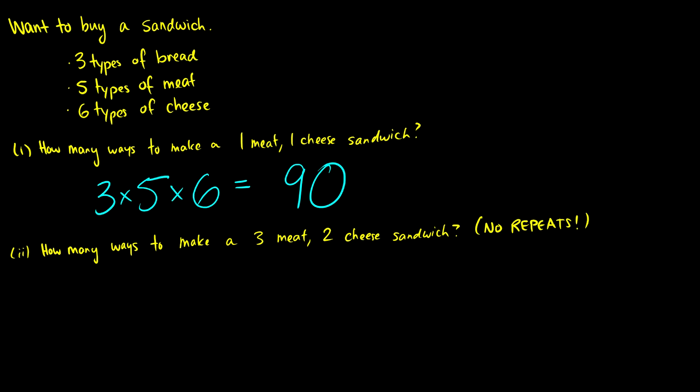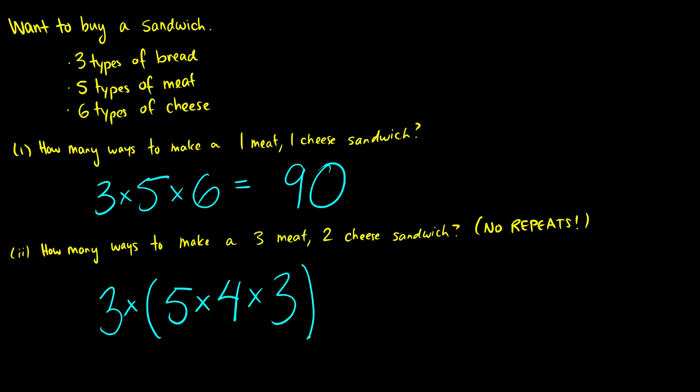Now, how many ways can we make a 3 meat, 2 cheese sandwich, and we don't want any repeats? Okay, so first we choose our type of bread. And now we want 3 meats. So we have 5 choices for our first meat. We have 4 choices for the second meat, and we have 3 choices for the third meat, because we want 3 different meats. Okay. And then we want to multiply this by a 2 cheese sandwich. So we have 6 choices for our first cheese, and 5 choices for our second cheese.